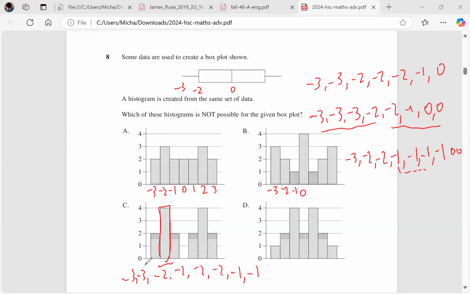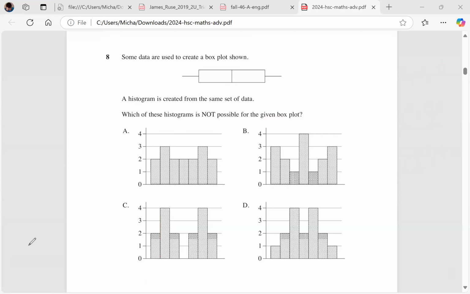Okay, did you guys get 8D? I read the... Yeah. Okay.